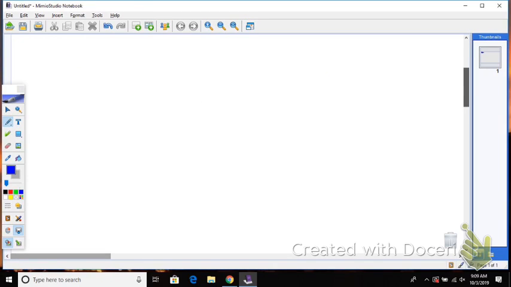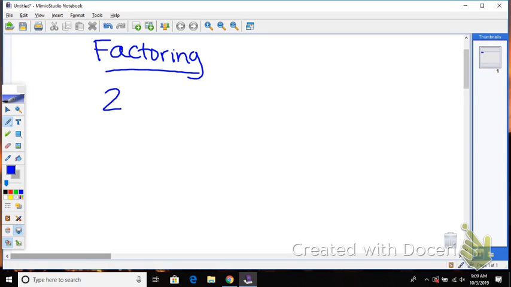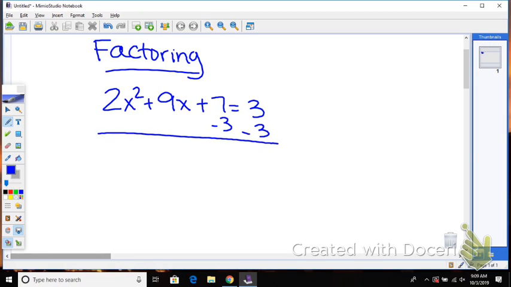So, oh dear, this flew right down. Okay, so if you get something like this, 2x squared plus 9x plus 7 equals 3, the first thing you want to do before you factor is make it equal to 0. So I need to move this 3 over. How am I going to move this positive 3? Subtract it. And I'm going to subtract it from its like term, which is 7. So I have 2x squared plus 9x plus 4 equals 0.